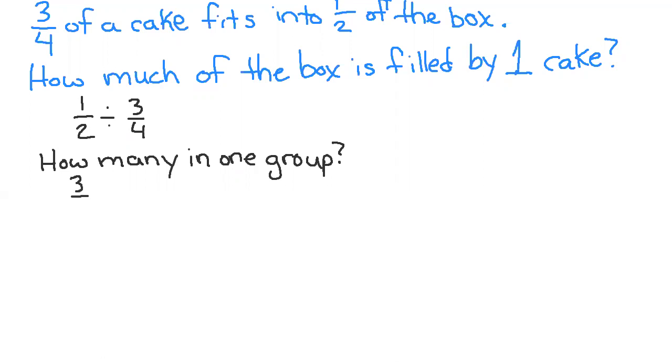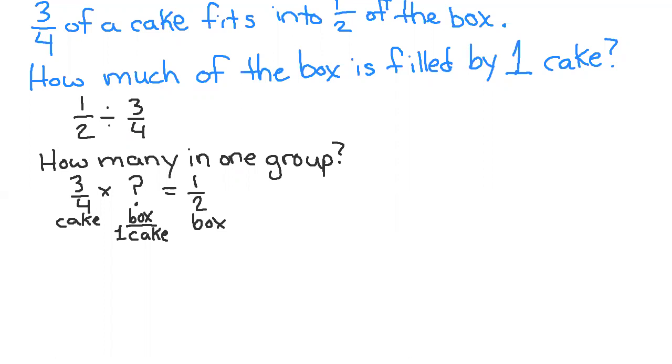So we have 3/4 of a group times some quantity equaling 1/2 of a box. So 3/4 of a cake equals 1/2 of the box. So the missing quantity is how much of a box per cake, per one cake.